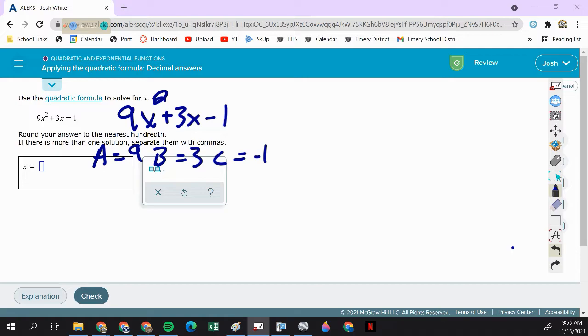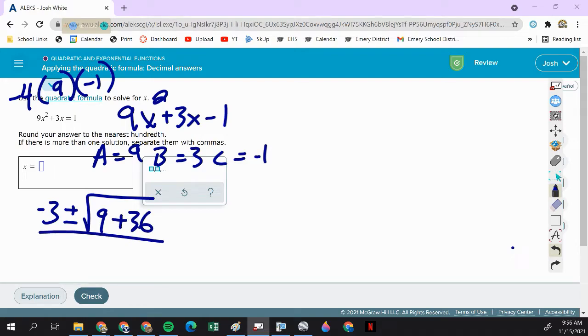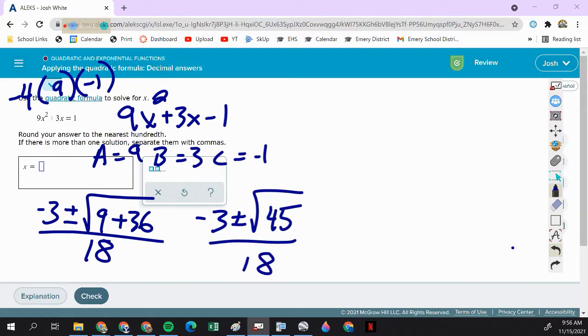So in the quadratic formula, we get negative 3 plus or minus the square root of B squared is 9 minus 4, negative 4 times 9 times negative 1 is 36. So plus 36 over 2 times 9, which is 18. So that is negative 3 plus or minus the square root of 45 over 18. What goes into 45?